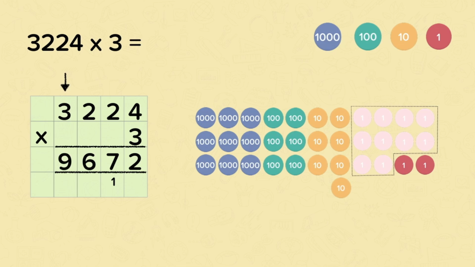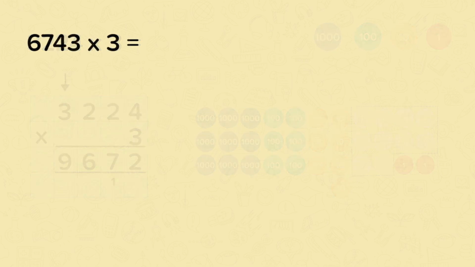So 3,224 times 3 is 9,672. Now let's have a go at another calculation. This time, 6,743 times 3. We'll set it out like this.